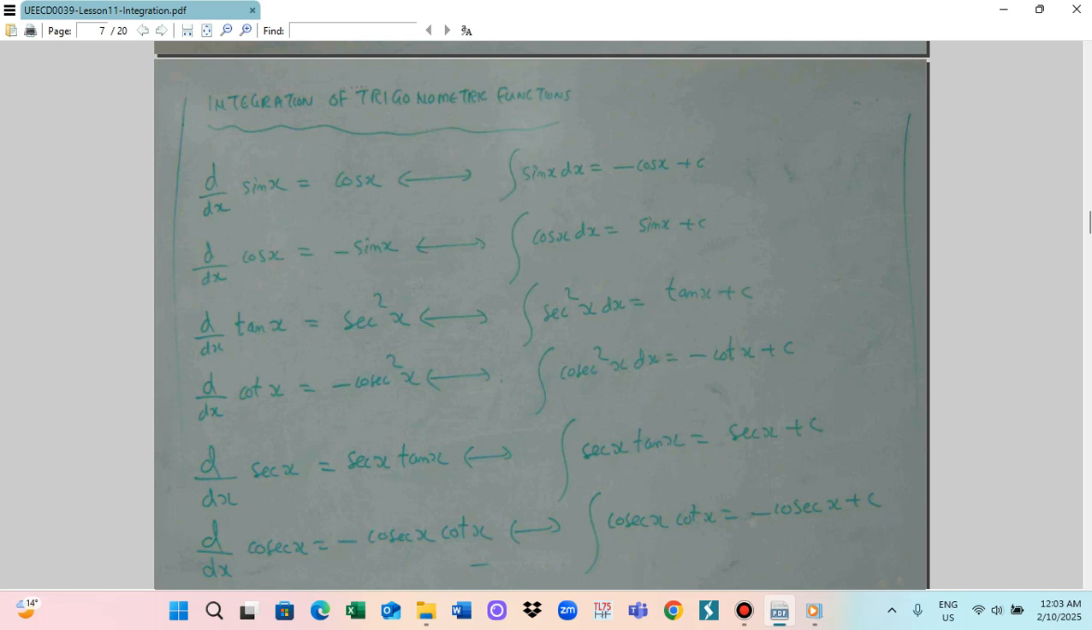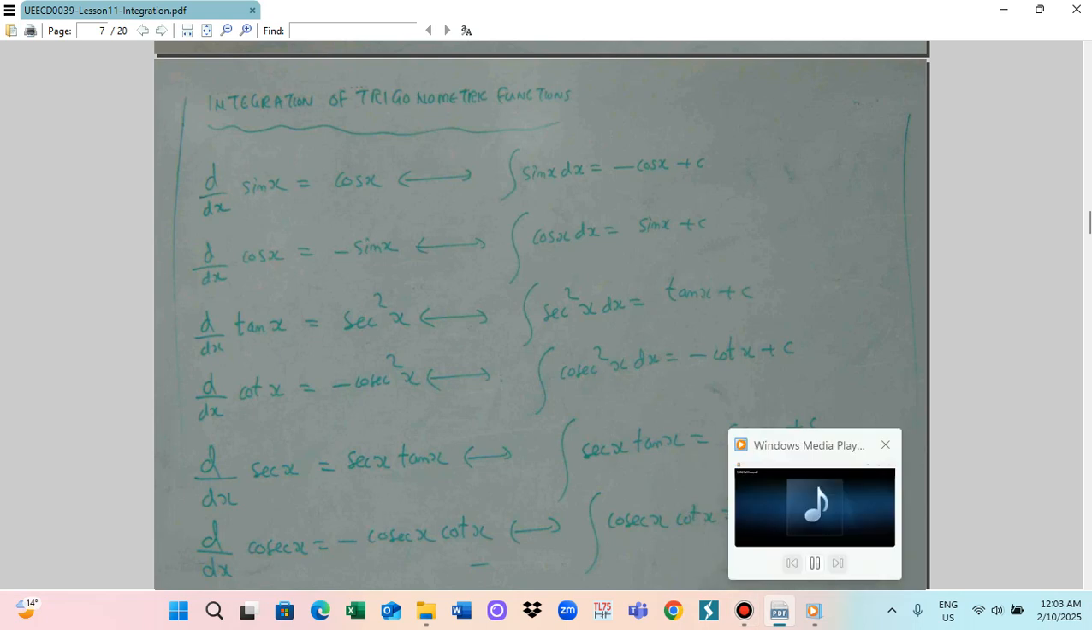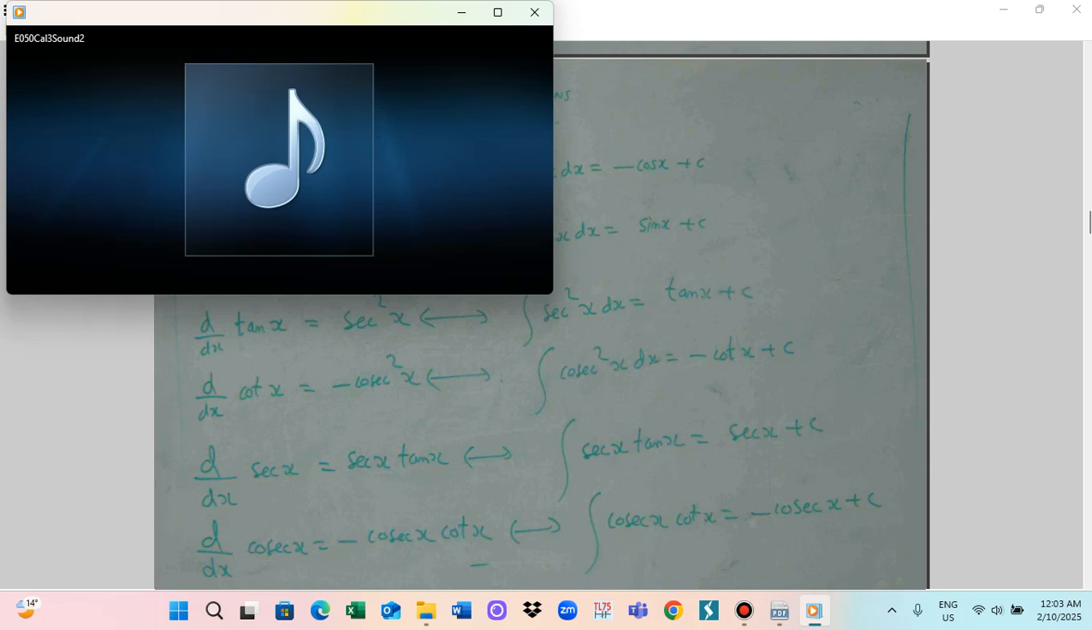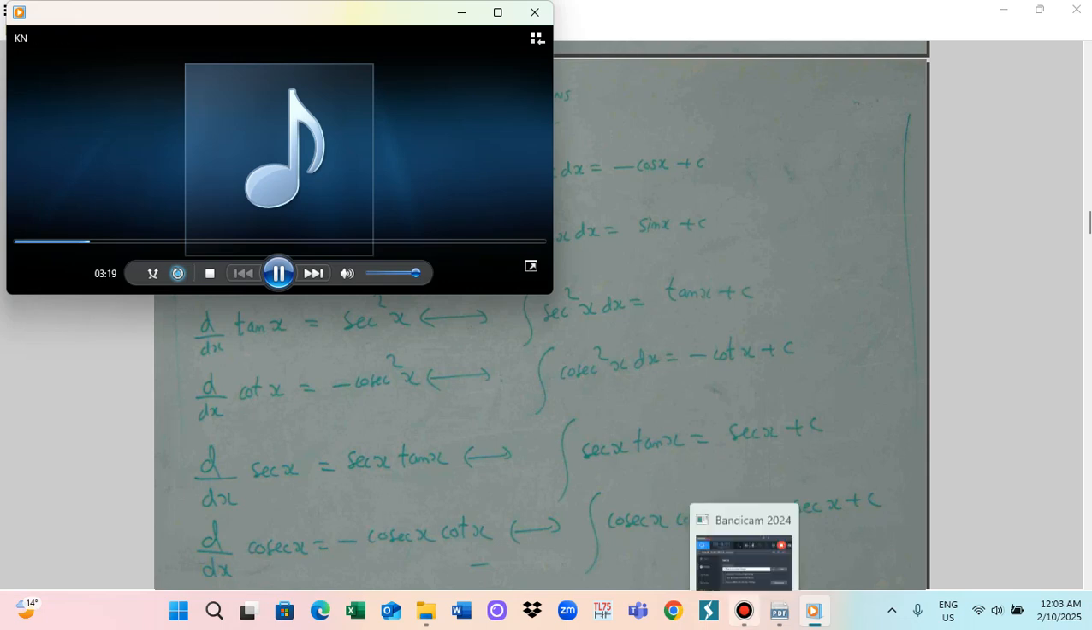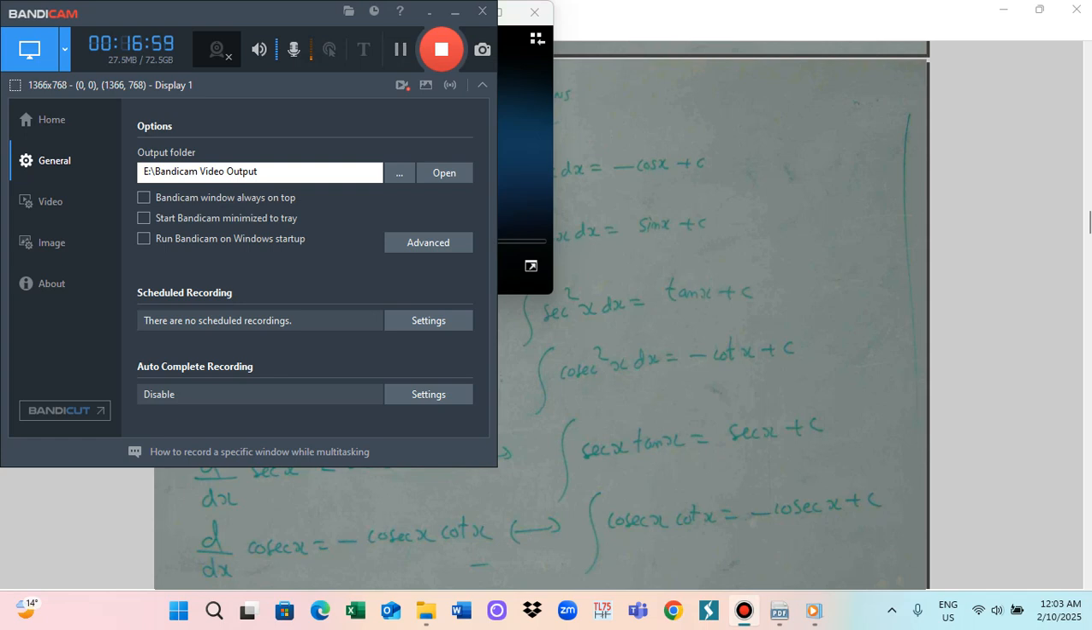So this is the relation between the integration and the differentiation formulas. You differentiate the sine, you get the cos. But if you integrate the sine, it will be minus cos. And if you differentiate the cos, it will be minus sine. But if you integrate the cos, it will be sine.